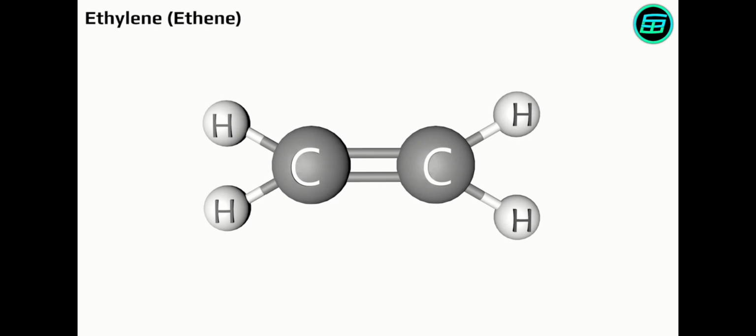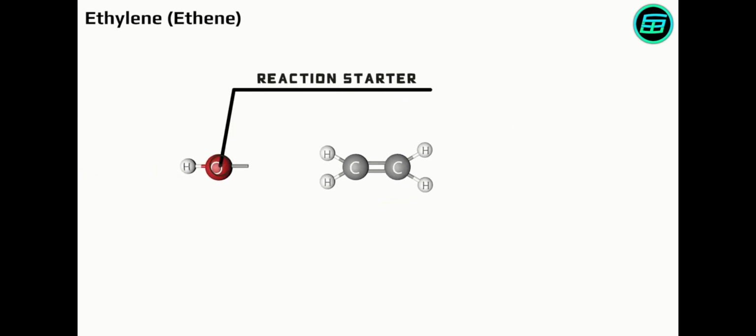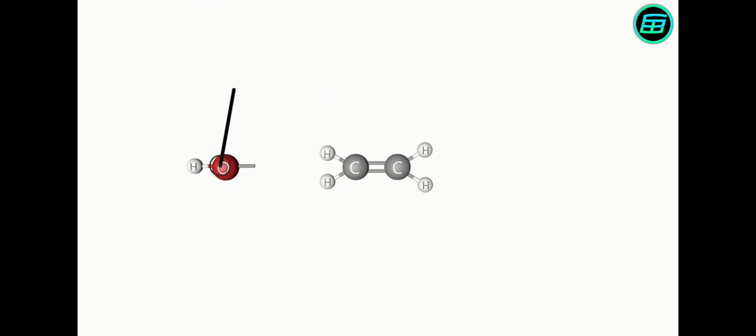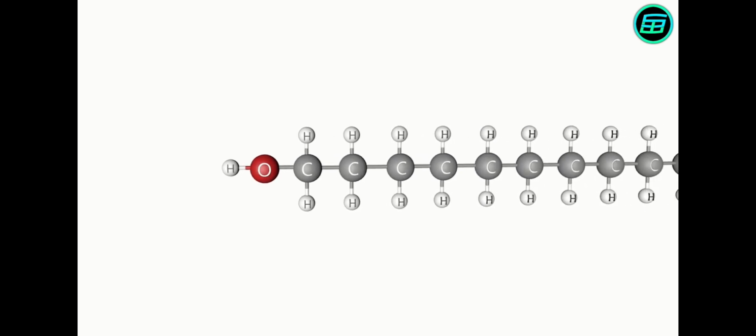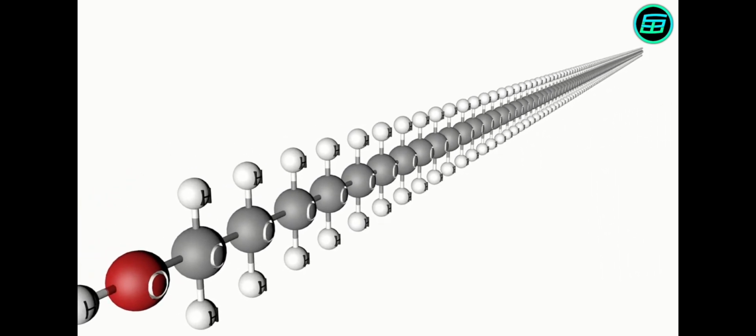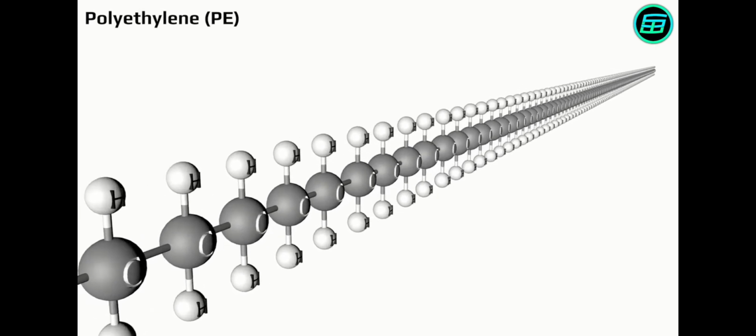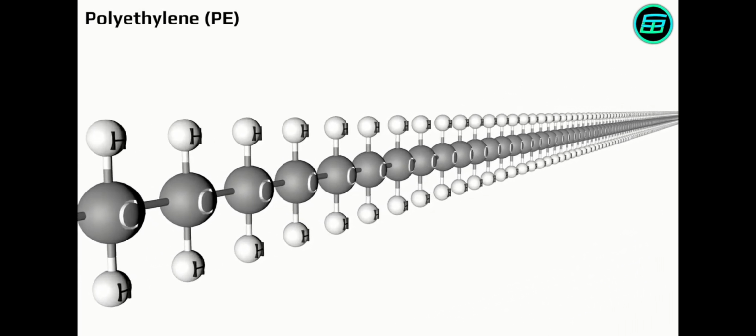For example, this molecule is ethylene, also known as ethene. When ethylene molecules link together, long-chained macromolecules of polyethylene or PE are formed. Polyethylene is mainly used in the production of packaging materials such as plastic bags, bottles, films and caps.